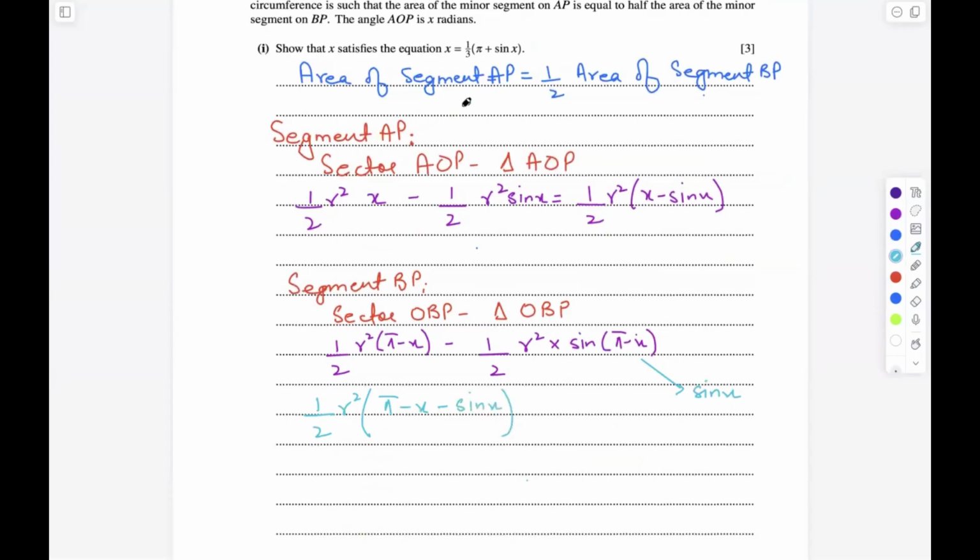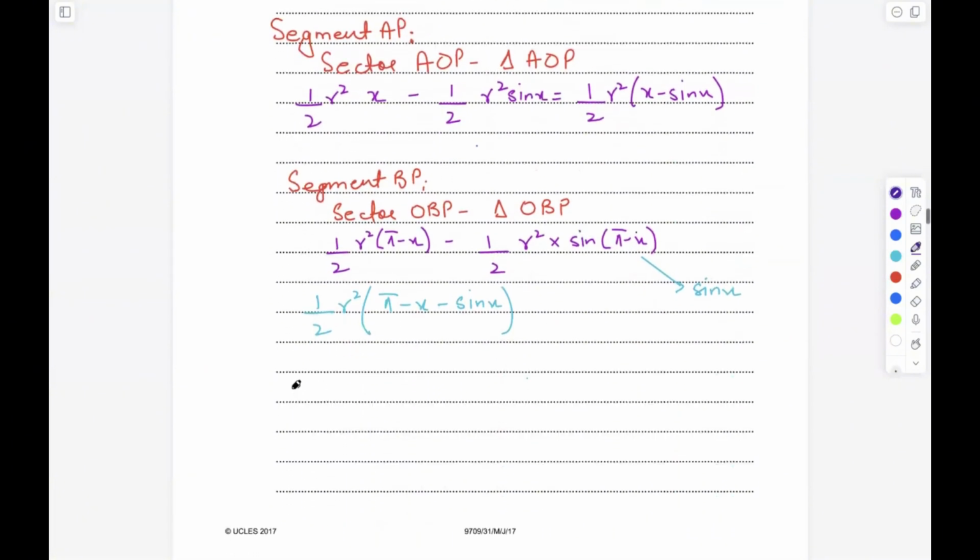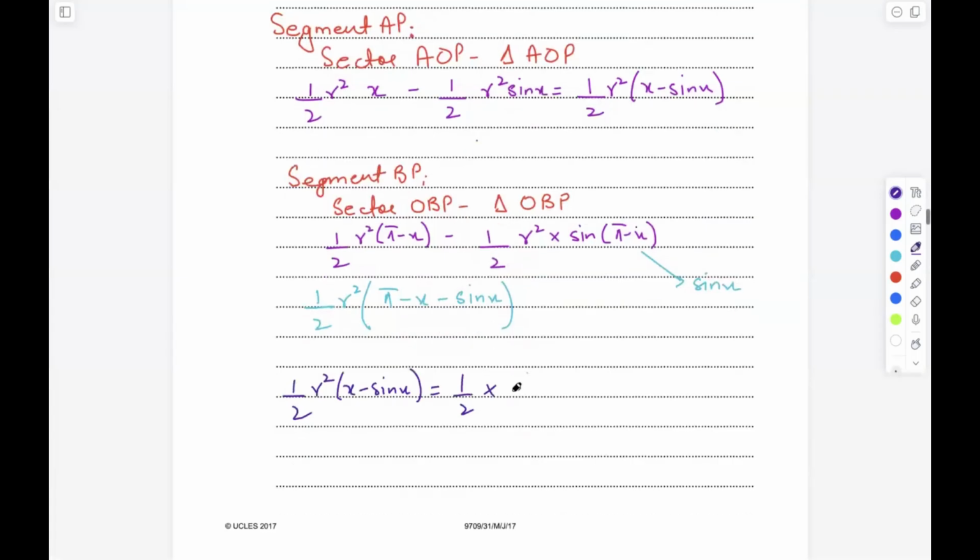Now using the original formula that we made, that the area of segment AP is equal to half the area of the segment BP. So the area of segment AP is half r squared into x minus sine of x, and that is equal to half of the area of segment BP, which is half r squared into pi minus x minus sine of x. So half r squared and half r squared will cancel out on both sides. You can cross multiply this 2, so this will become 2x minus sine x is equal to pi minus x minus sine x.